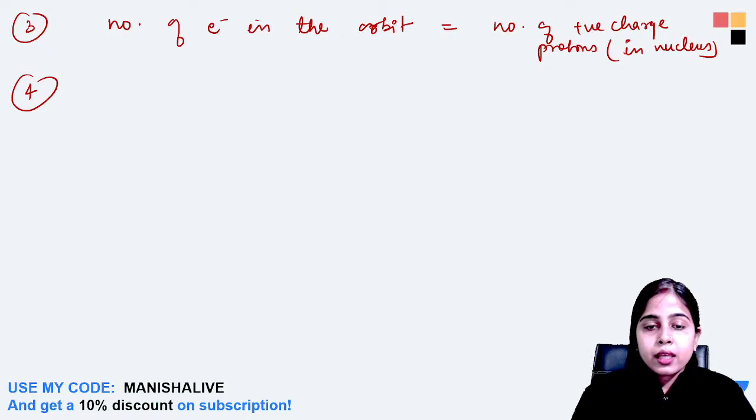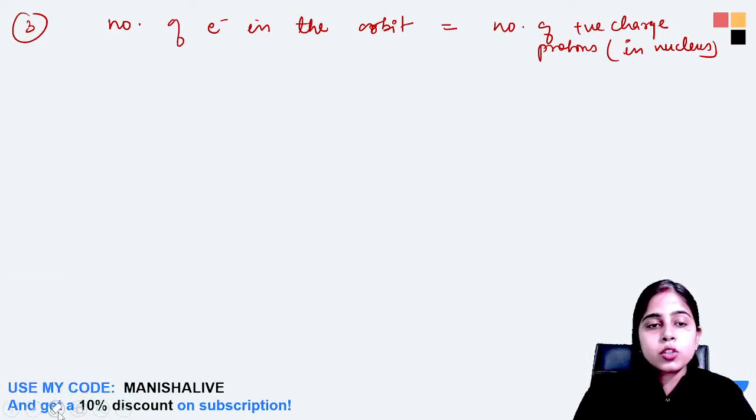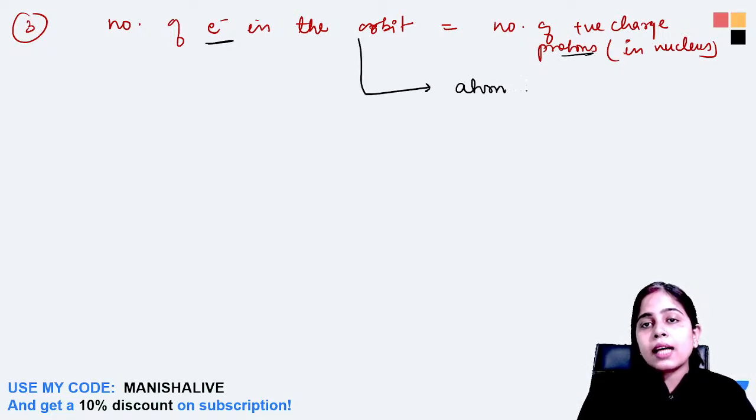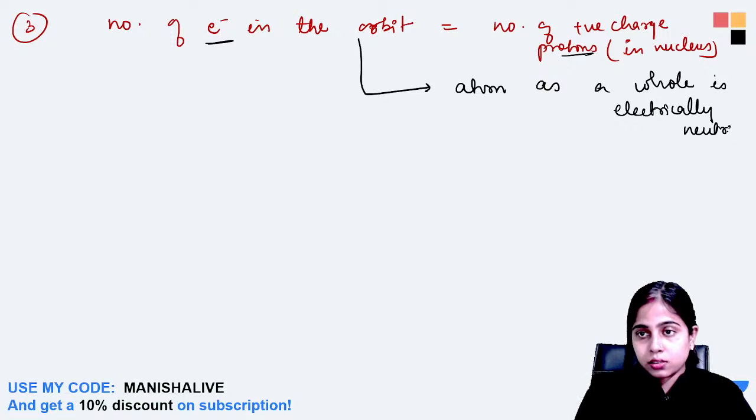Yes. So that's why your atom as a whole is electrically neutral. So Rutherford gave this explanation. He also gave this explanation that since the number of electrons is equal to the number of protons, your atom as a whole is electrically neutral.